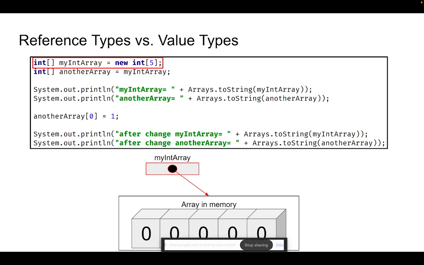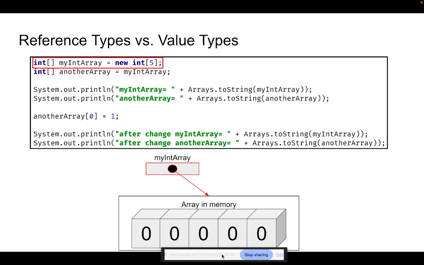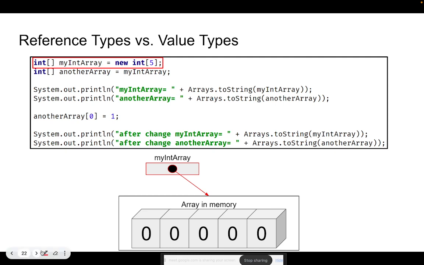Another small concept I want to discuss is reference type and value type. We have seen reference types in the concept of classes and objects, so let's revisit this part one more time. Here is the code. My int array is there, I'm creating it with 5 values, and I'm creating another array with the name another array, and I'm assigning my int array to this array.